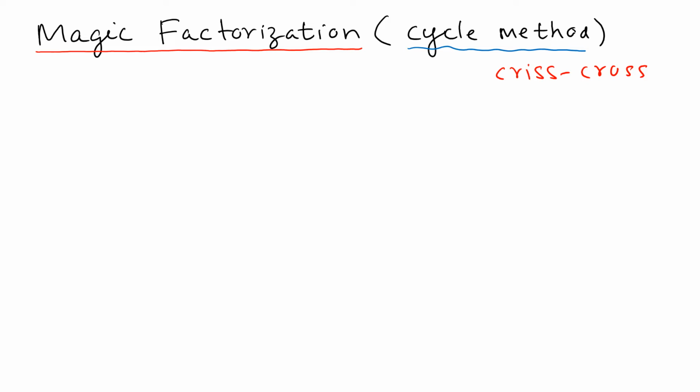Let's say we have 6x squared plus 13x minus 5. You can see that here a is not equal to 1. So the first step is we're going to multiply the first and the last numbers. You can see that you're going to get negative 30. Then we're going to think of factors of negative 30.